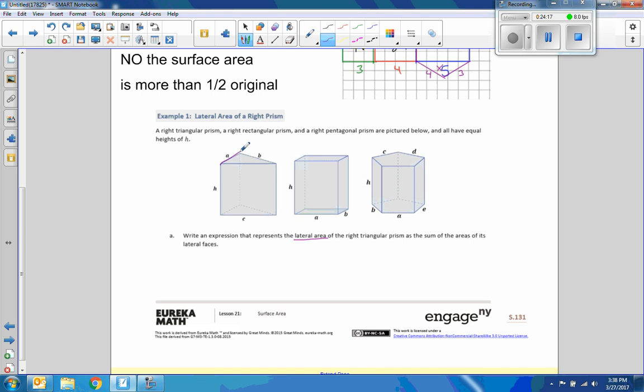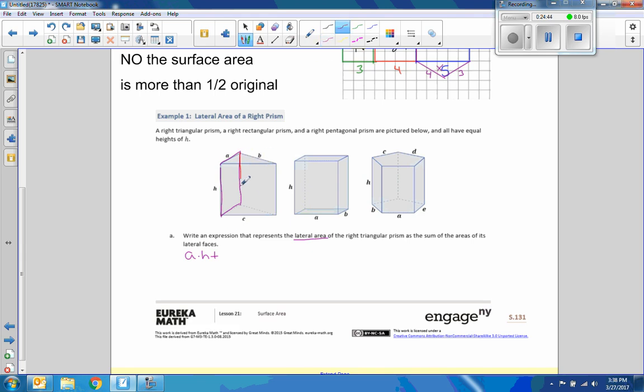So we're looking through the figure, and a lot of students have difficulty with this, but this is the back side that we can't see on the left, and that is a rectangle with a base of A and a height of H. So the expression that represents the lateral area for that piece would be A times H. And if we're going to find lateral area, we add up all the sides. So that's going to be plus.